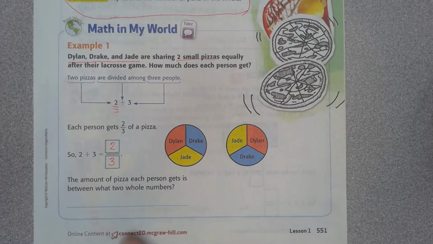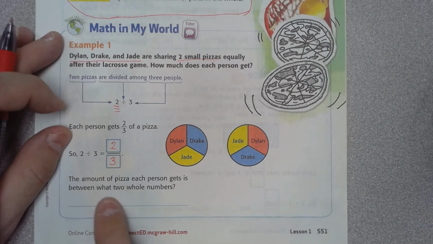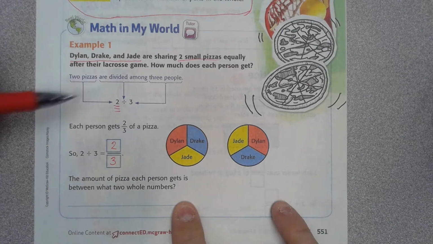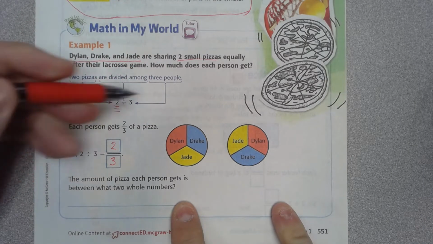The amount of pizza each person gets is between what 2 whole numbers? Well, it is this right here.